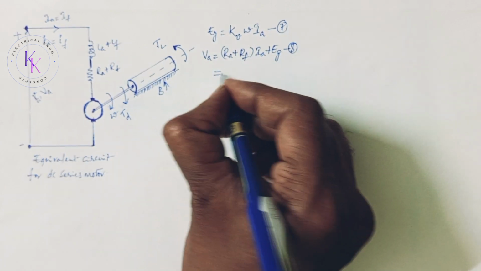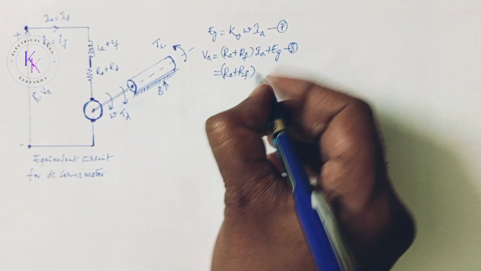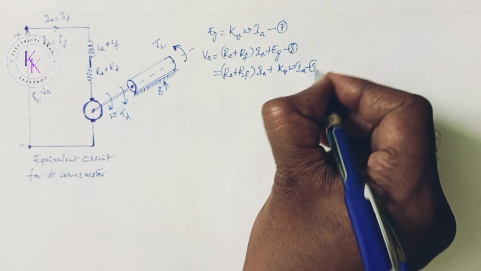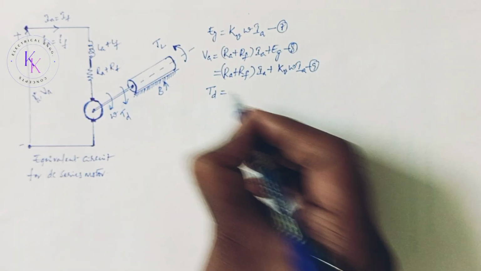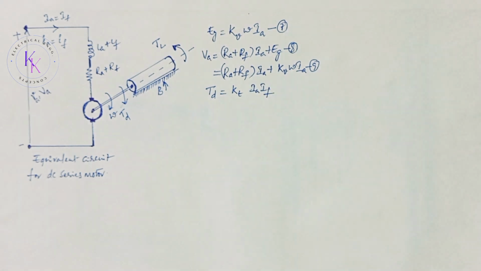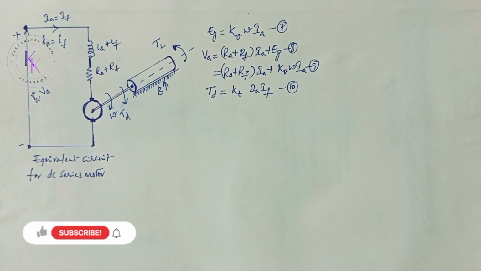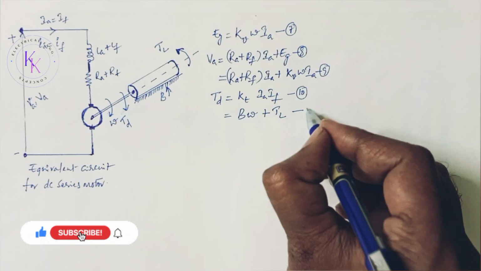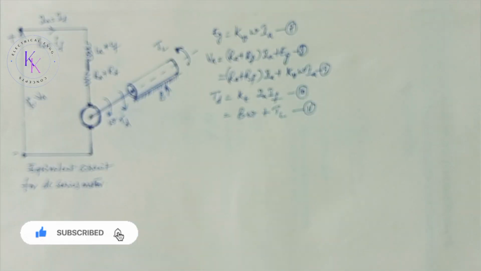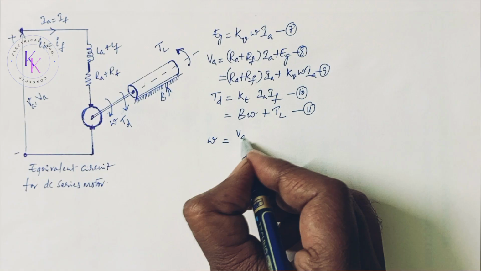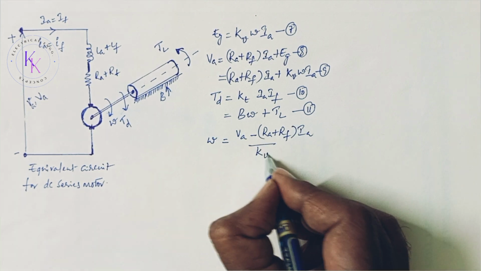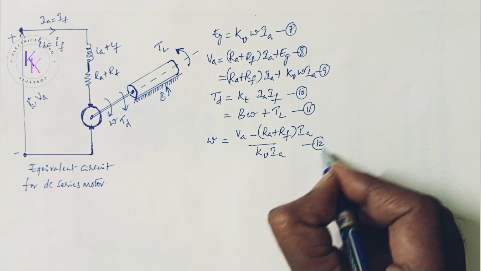Substituting the value of Eg, you get Ra plus Rf times Ia plus kV omega Ia. Let this be 9. Now, the torque developed Td is given by the torque constant Kt Ia If, that is equation 10, which equals B omega plus TL. This is equation 11. Now, the speed of the series motor can be determined from equation 9. Omega equals Va minus Ra plus Rf Ia divided by kV Ia. That is equation 12.